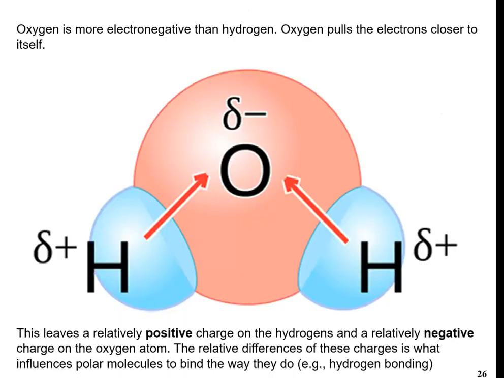All right, this diagram should show you a little bit better what I'm talking about. So oxygen is more electronegative than hydrogen. They're sharing electrons, but oxygen is pulling the electrons closer to itself, and that makes it slightly negative compared to the hydrogen, which is now slightly positive. And that's what these symbols mean. Delta with a negative after it means partial charge of negative. Delta with a positive after it means partial charge of positive.